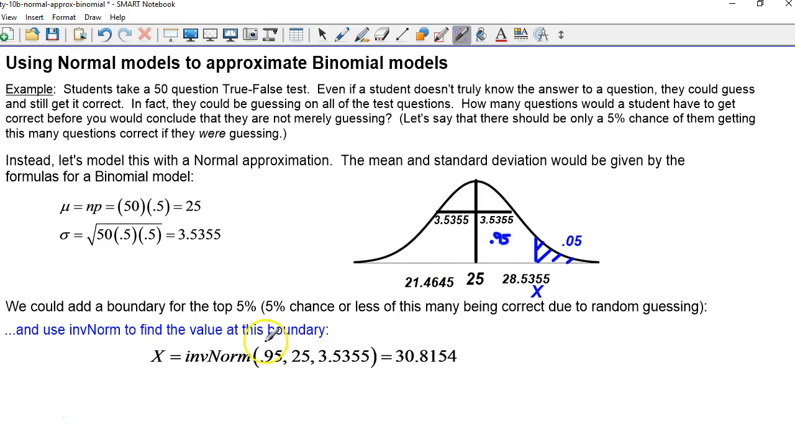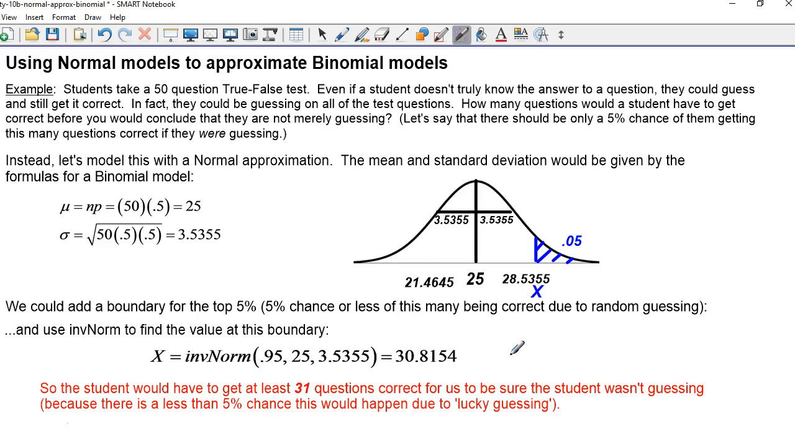And we could use our inverse norm function where it will give us an x value, a boundary value, where 95% of the value is below this curve if the mean was 25 and the standard deviation was 3.5355. And that turns out to be 30.81. And that means that the student would have to get 31 of the questions out of 50 correct for us to be sure that the student wasn't in fact guessing, or at least to say that there's a less than 5% chance that this would happen due to lucky guessing.